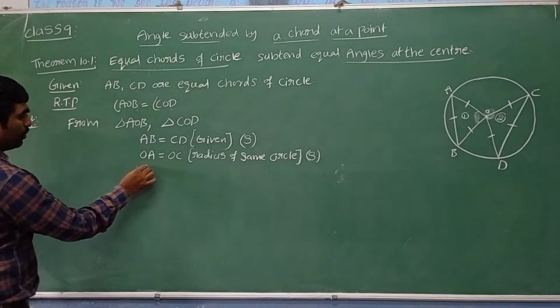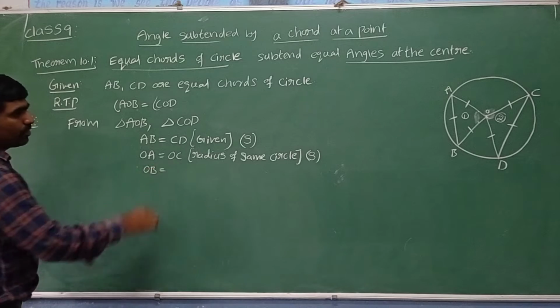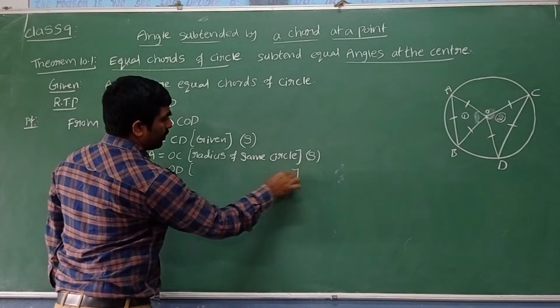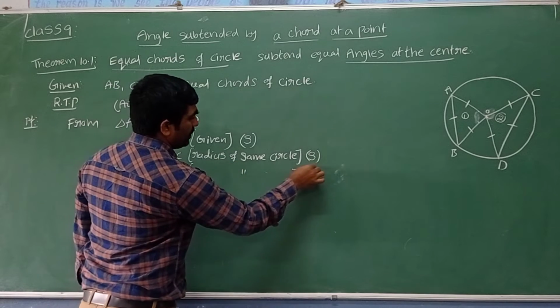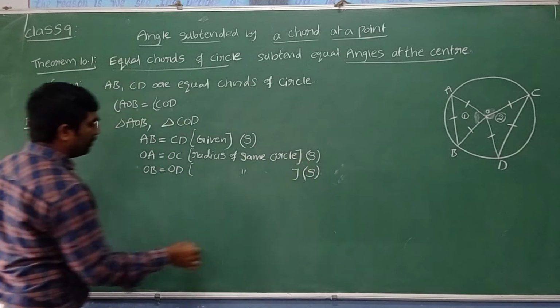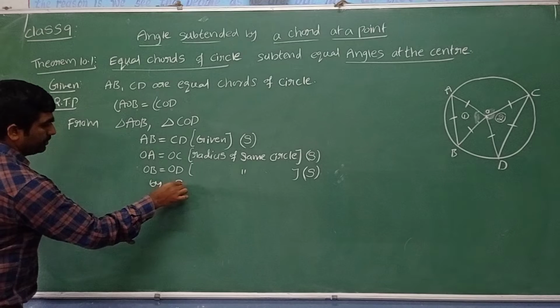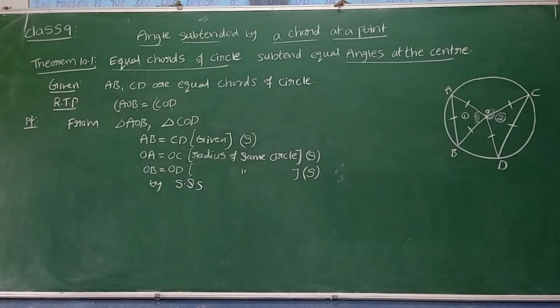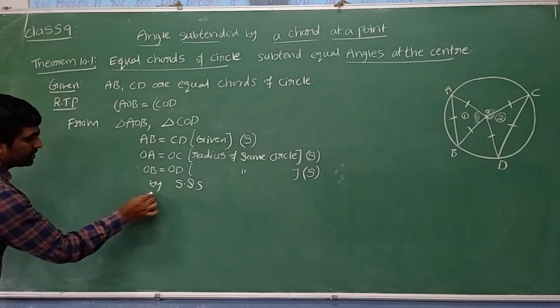Next I take OB is equal to what? OD. Even this is also radius of same circle. Now it is one more side. So which criteria now? By triple S criteria, we can say that both the triangles are congruent.